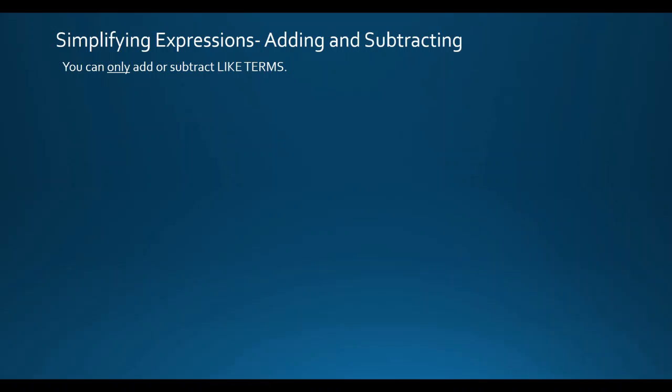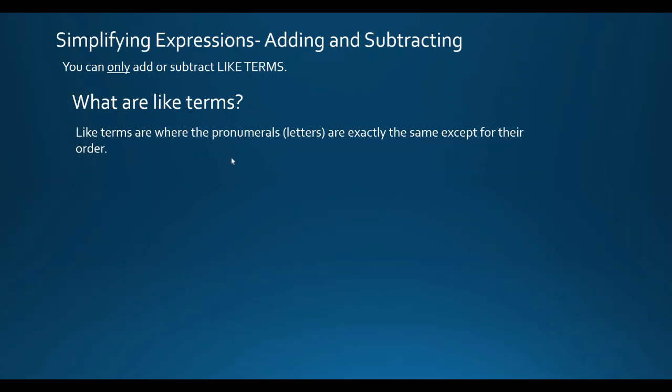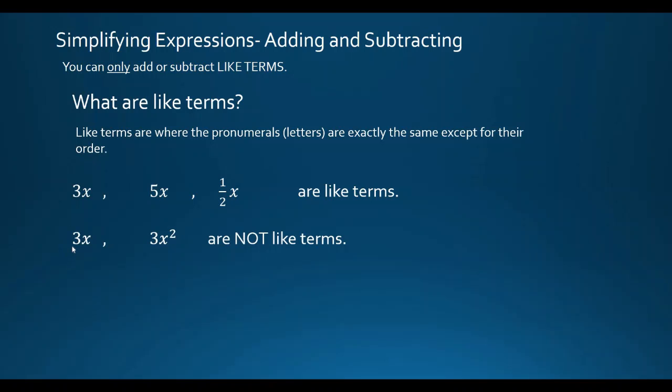So now what happens when we're adding and subtracting? You can only add or subtract like terms. So we need to know what are like terms. Now, like terms are where the pronumerals, or the letters, are exactly the same except for their order. So 3x, 5x, and a half x are all like terms because the letter x, the pronumeral, is the same in all of those. But here, 3x and 3x squared are not like terms.